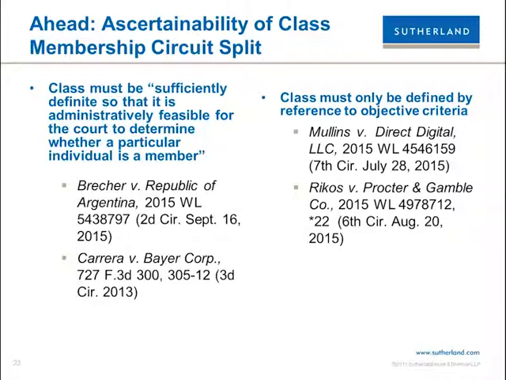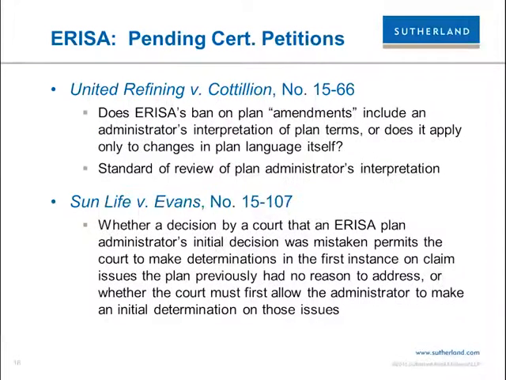Thanks, Tom. We do have a little additional time, so I wanted to mention a couple of other pending cases that the court's going to decide whether to grant cert on that should be of interest, a couple involving ERISA, for example. As Tom mentioned earlier, the court is going to hold its first conference of the term next week, and there are cert petitions pending in 2 additional ERISA cases. Both of these cases involve, in one way or the other, the scope of authority of plan administrators and other fiduciaries. These 2 cases are, one, the United Refining versus Cotillion case.